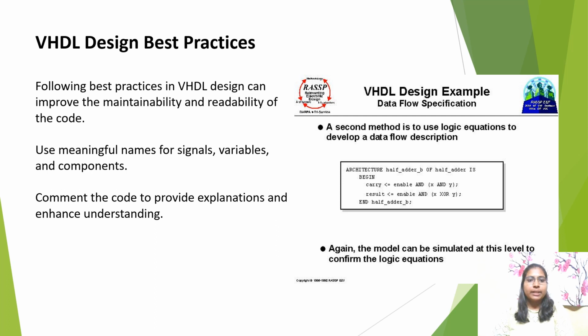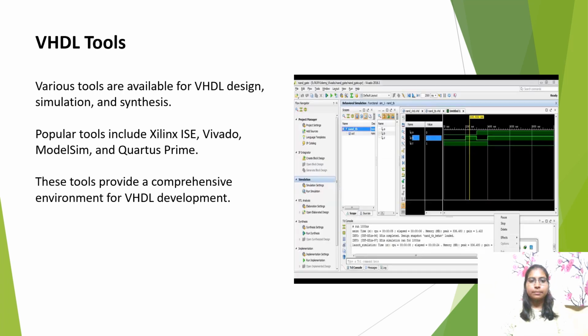VHDL design best practices. Following best practices in VHDL design can improve the maintainability and readability of the code. Use meaningful names for signals, variables, and components. Comment the code to provide explanations and enhance understanding. A second method is used to logic equation and develop a data flow description. Again, the model can be simulated at this level to confirm the logic equations.